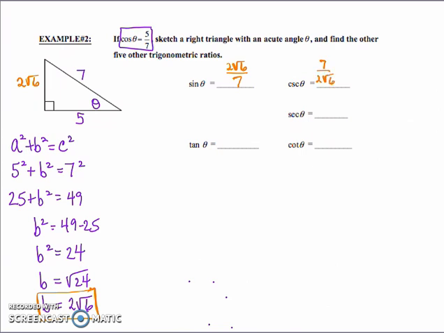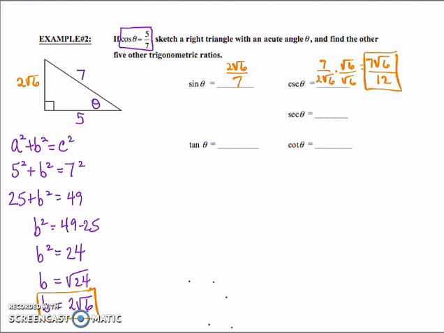But now we run into a problem because we know that we can't leave a radical on the bottom. So we're going to have to rationalize our denominator. We're going to multiply top and bottom by square root of 6 over square root of 6. So that's going to leave us with 7 square root of 6 in our numerator. And then on the bottom, square root of 6 times square root of 6 is 6 times 2 is 12. So there's cosecant of theta.